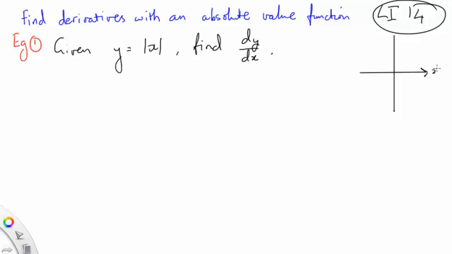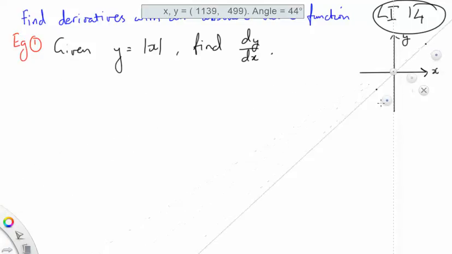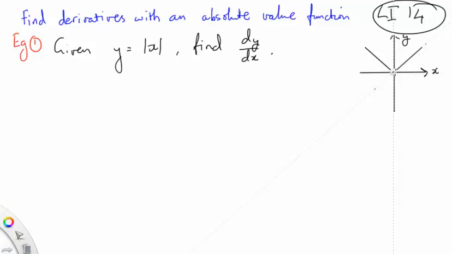So the absolute value function, you know it well. It looks something like this. There's the absolute value function. And you can see from the graph that if this is y equals the absolute value of x, here the gradient is -1, and here the gradient's 1.